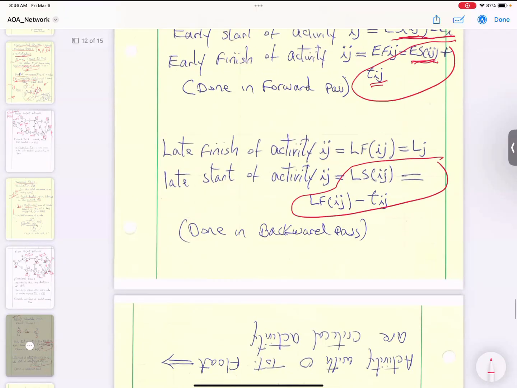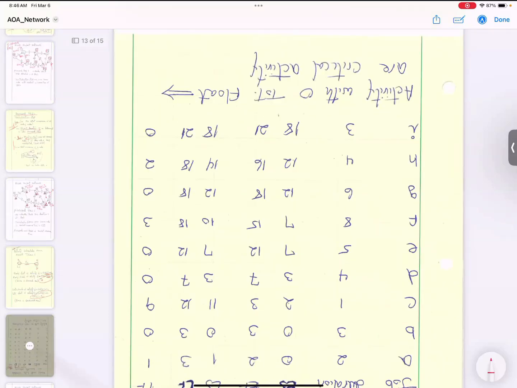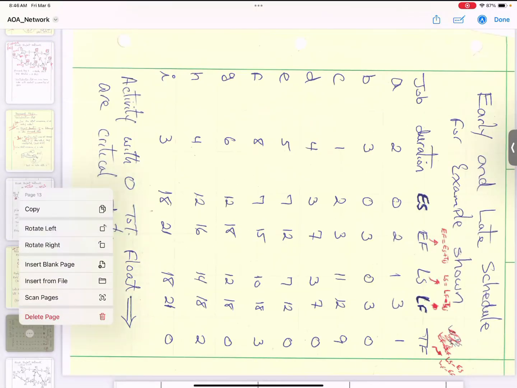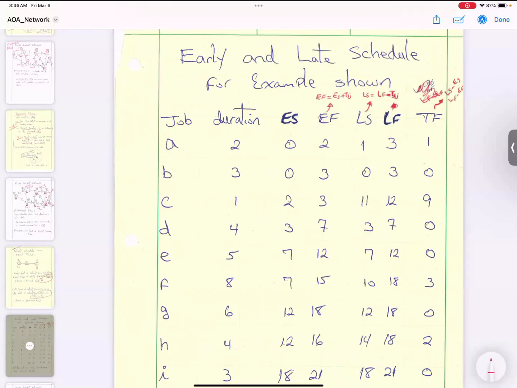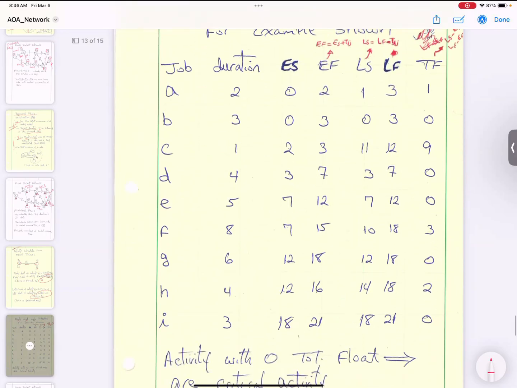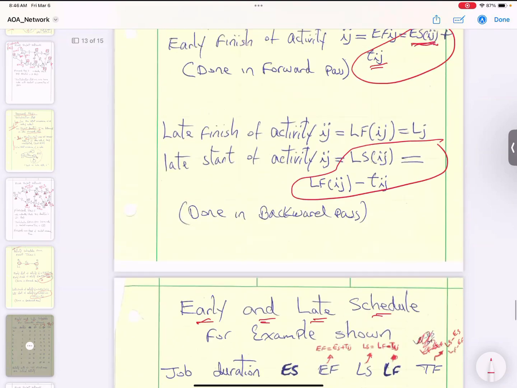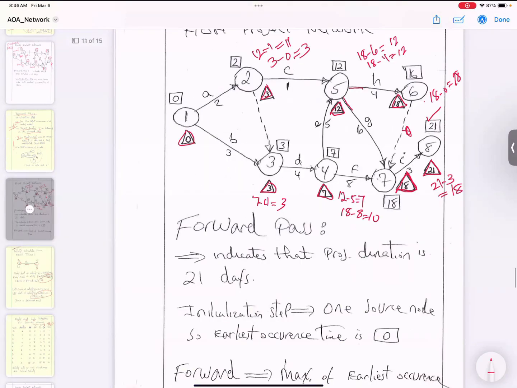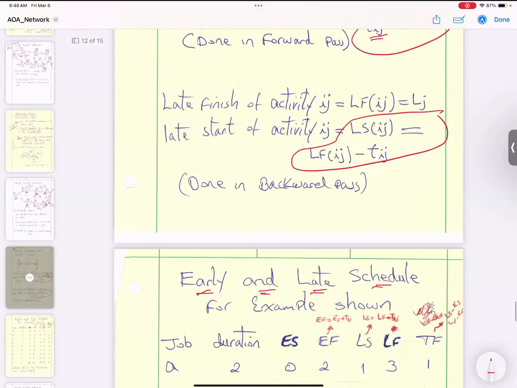Okay. Now, if you come here and take the information from your network and develop this table, it's called early and late schedule. Early and late schedule table is right here. What you do, you put your job A, B, C, D, E, F, G, H. That's how you can construct this table. The duration, you already calculated. You get it from your network: 2 days, 3 days, you put all the numbers, and so forth.